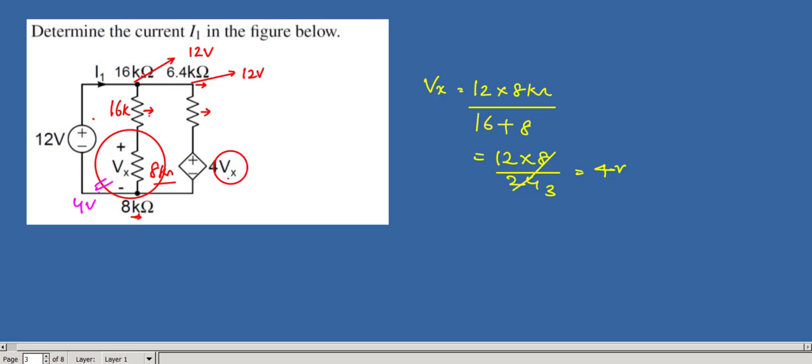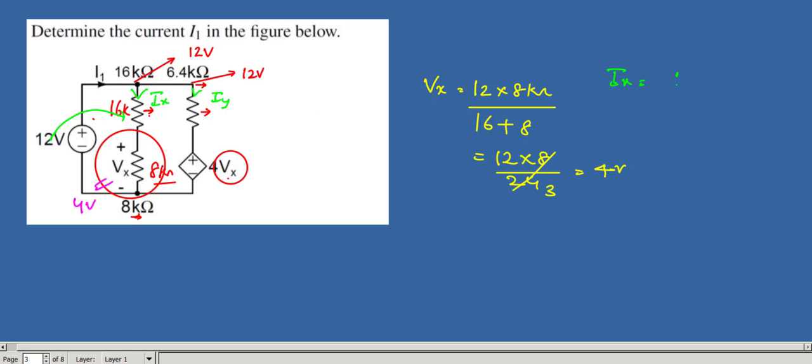Okay, now you can find Vx in another way also, no problem. You can see here, let current here be Ix, let current here be Iy. So what is the voltage here? This 12 volt is applying to this total branch. What is the current Ix?